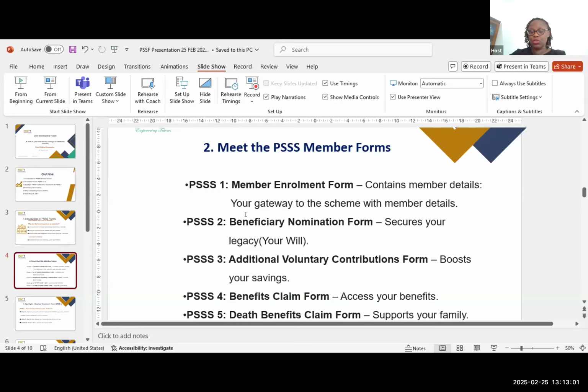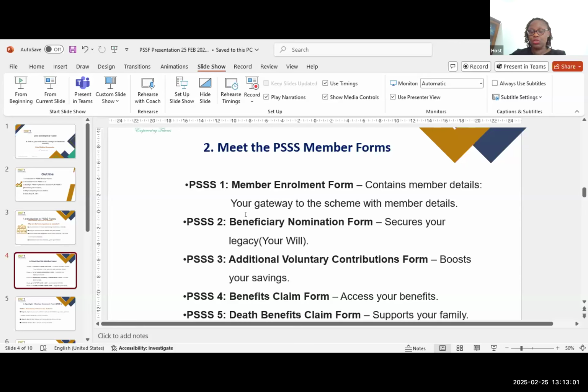We would like to know who is this person that in case, in your absence, we are supposed to give your benefits to, because these benefits are for you as a member, but in your absence, there is someone that you would like to get your benefits. Who is this person? So in a way, this form secures your legacy. It removes all the inconsistencies of who do we want to pay, who shall we pay. You tell us as a member when you're alive, and then we will be able to honor your wishes.